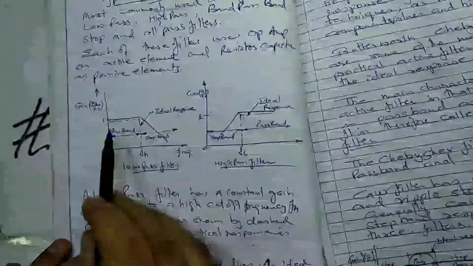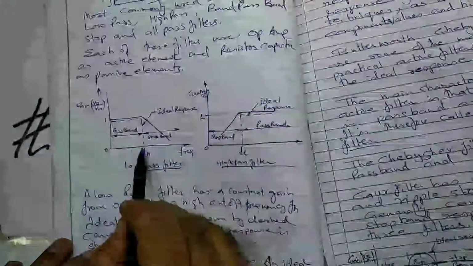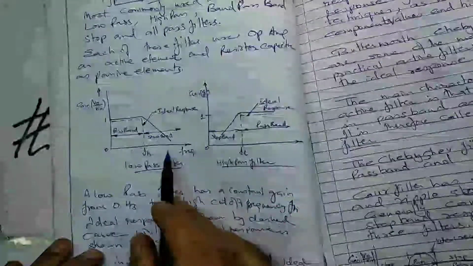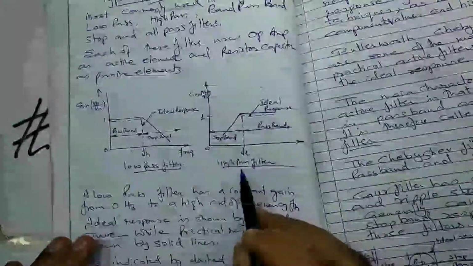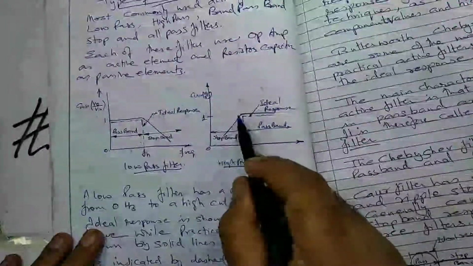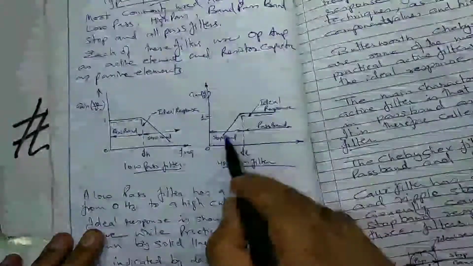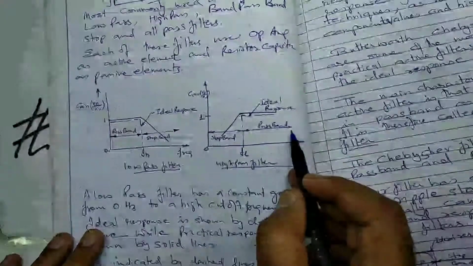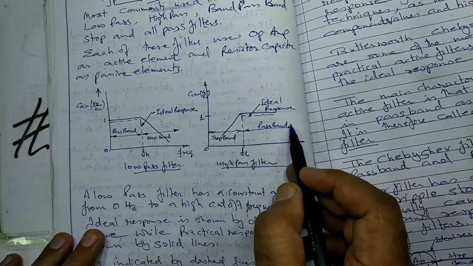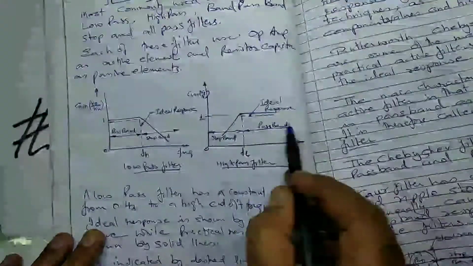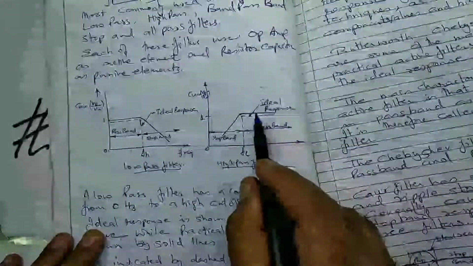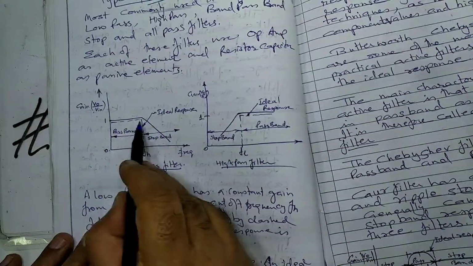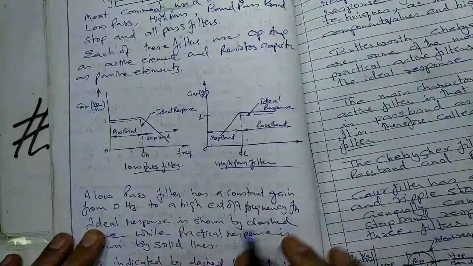Low pass filter. As we can see, this is the pass band, the low frequency pass band, and the higher frequencies are stopped. So this is the stop band. High pass filter, the low frequencies are stopped and attenuated. This is the stop band, and the higher frequencies are passed. So this is the pass band. The dotted one is the ideal response of the filter.